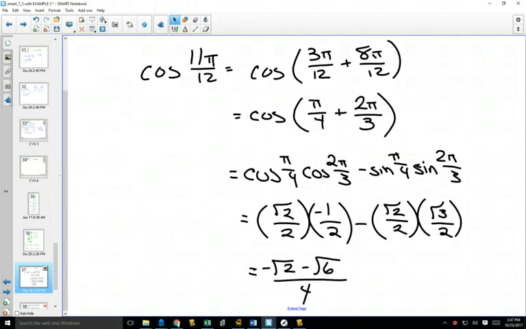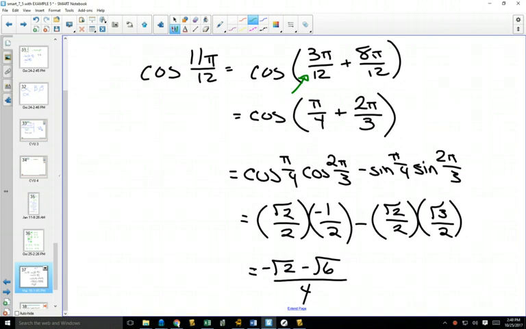Here is the solution for cos of 11 pi over 12. I figured out two things that added up to 11 pi over 12. I started with some pi over 4 family member. In this case, I just picked pi over 4. And then I said, well, pi over 4 is 3 pi over 12. What would add up to 11? 8 pi over 12. Reduce those, and sure enough, they're both on your unit circle.